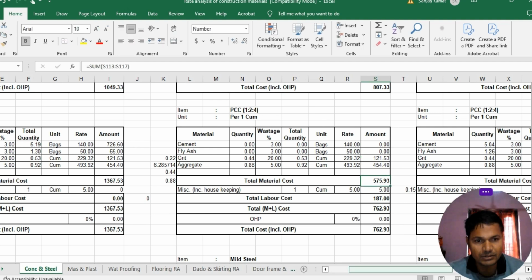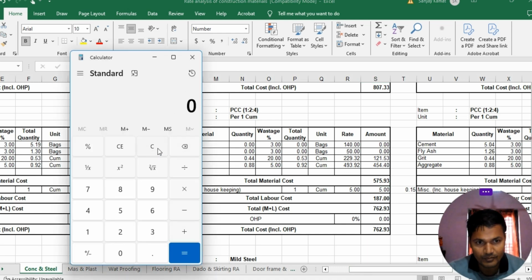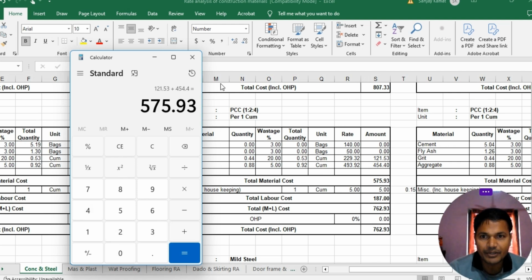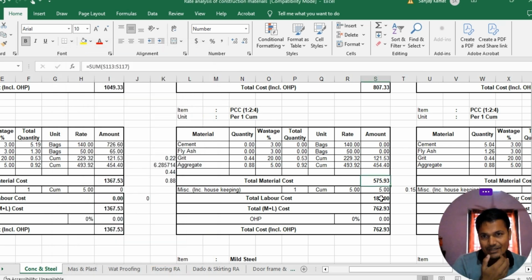After doing this, let's check whether this total material cost is right or wrong. 121.53 plus 454.40, how much? 575.93. Now this time this is correct. We will not edit this value.